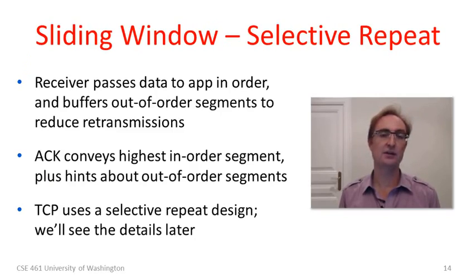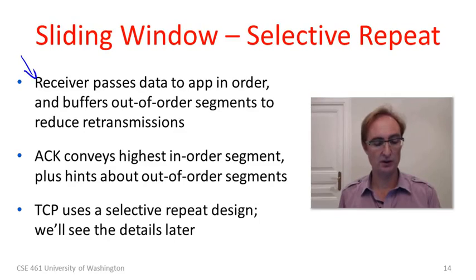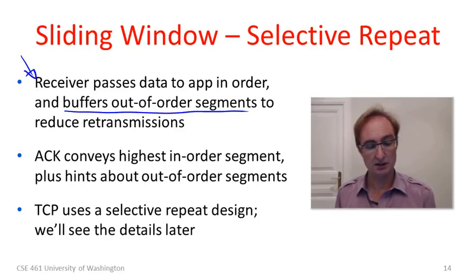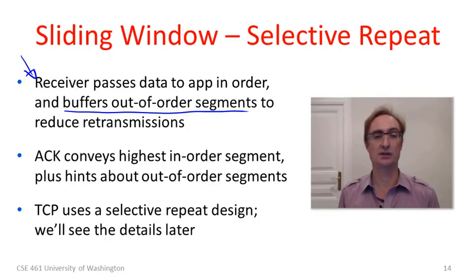Well, now let's look at a different version of the receiver, for a selective repeat receiver. This is a receiver that does a little more work, but can use the network capacity more effectively when there's loss. So here, the receiver still passes data up to the app in order, but it buffers out of order segments to reduce retransmissions. So instead of having a buffer of size 1, it's going to have a larger buffer, and it will take segments in there even if they're not the next one, and it will hold on to them.